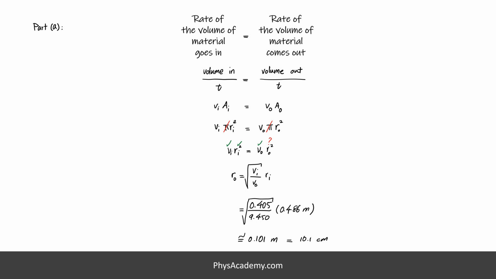For part A, we start with the conservation of mass. We know that the rate of the volume of water in the pipe should be equal to the rate at which the water comes out. Taking this, we can work through this by replacing the volume over time with velocity times area. Since the pipe is circular, we can replace the area with pi times a squared and then work through the equation. Finally, we plug the values in and get about 0.1 meters or 10 centimeters.